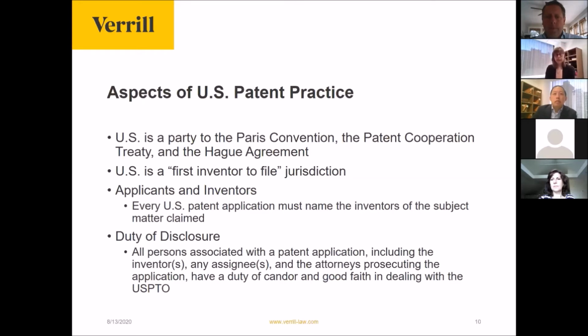There is a very strong duty of disclosure in the U.S. All persons associated with a patent application, and this includes any inventors, any assignees, and the attorneys prosecuting the patent application, have a duty of candor and good faith in dealing with the U.S. Patent and Trademark Office. And this means that all relevant people must bring to the attention of the U.S. Patent and Trademark Office any prior art or other information material to patentability of which they might be aware.